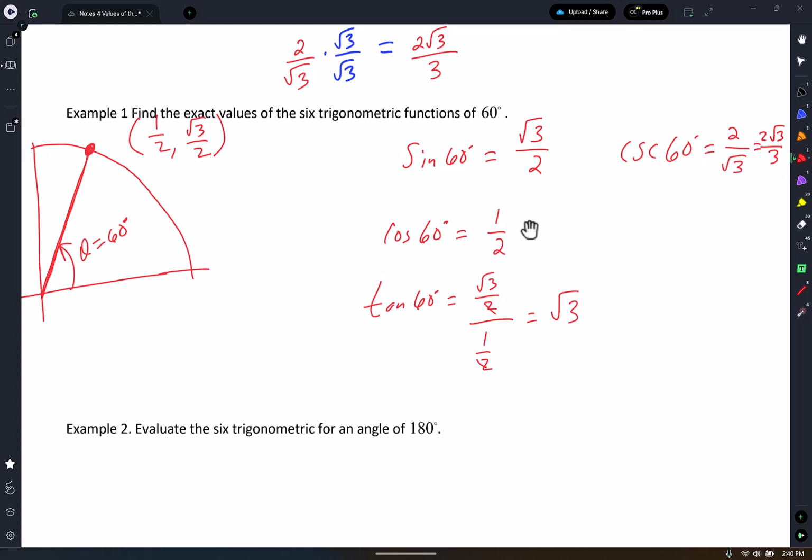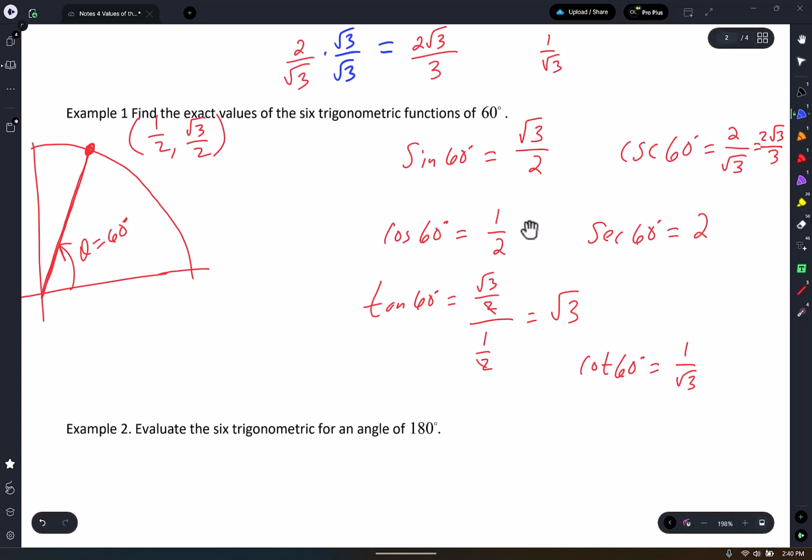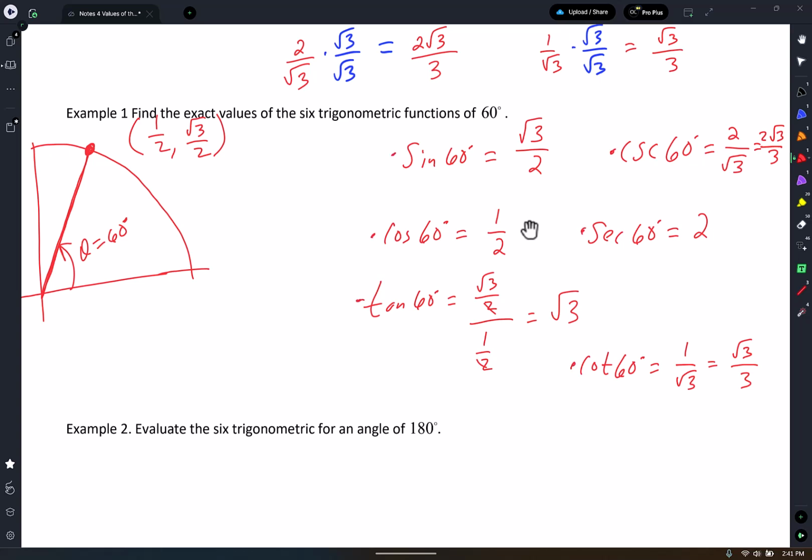Everyone okay, guys? All right. Secant of 60 degrees is just the reciprocal of half. What's the reciprocal of half? 2. And then I'll write cotangent right here. Cotangent of 60 degrees: you can say 1 over square root of 3, which is an okay answer, but let me rationalize it. I'm going to multiply by square root of 3 over square root of 3, and we get square root of 3 over 3. There it is. And we got all 6 of them: 1, 2, 3, 4, 5, 6.